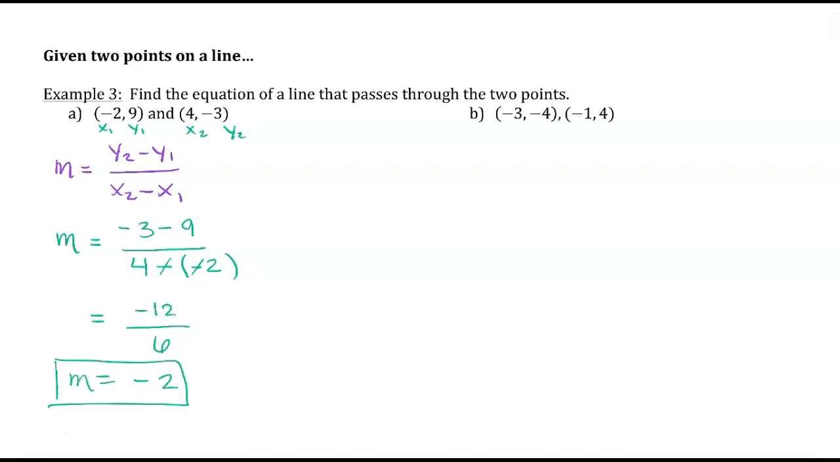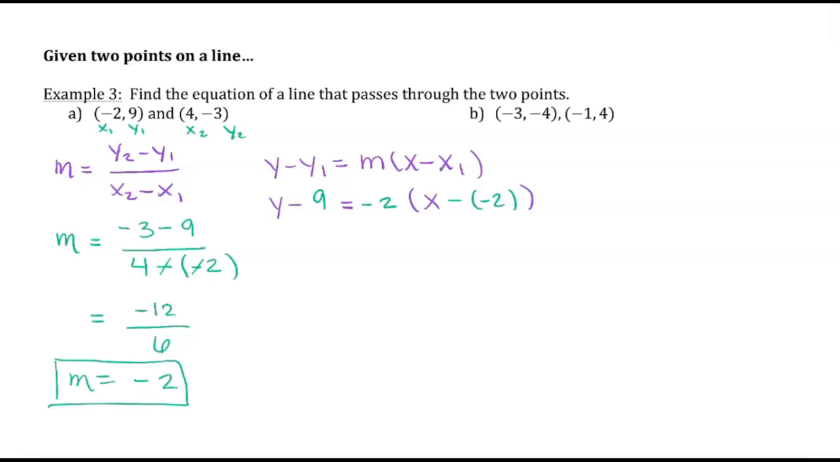Now that we have our slope, we can use either of the two given points along with the point-slope form of the equation of a line to find our equation. We really can substitute either of these points into this equation, but for simplicity, I'll stick with what we've already labeled as x1 and y1. Substituting in our values, instead of y minus y1, we now have y minus 9. Instead of m, we write negative 2. And finally, instead of x minus x1, we have x minus negative 2.